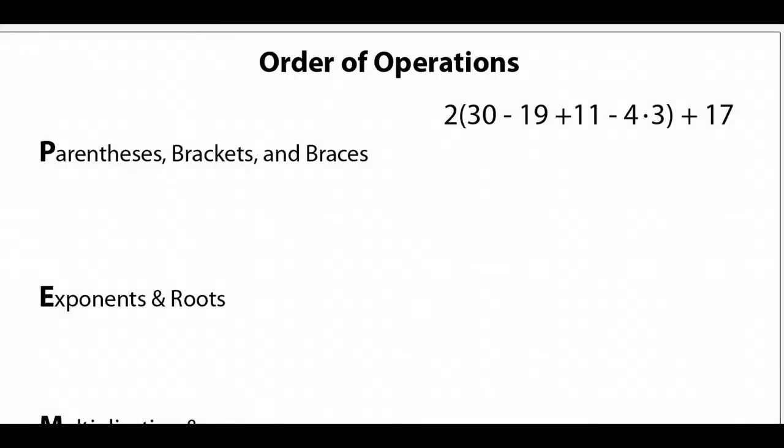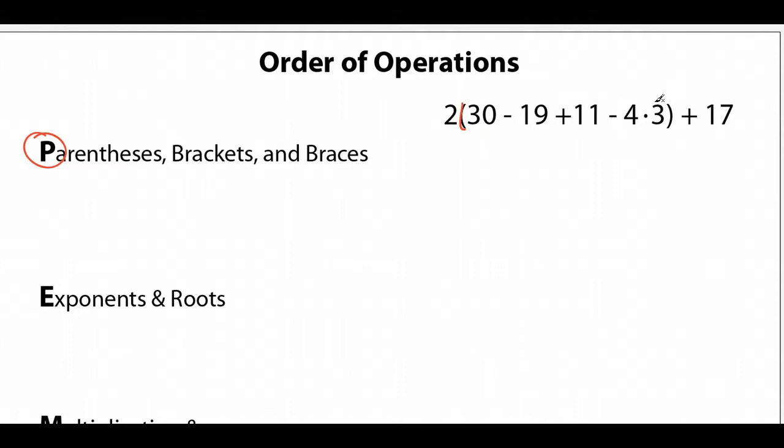Back and let's do a quick review of order of operations, and then I'll give you another example to work on. So we have a problem here that says 2 times the quantity 30 minus 19 plus 11 minus 4 times 3 plus 17. Alright, so what we're going to do is start with our parentheses.